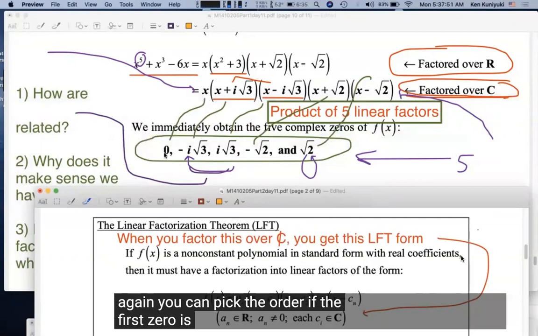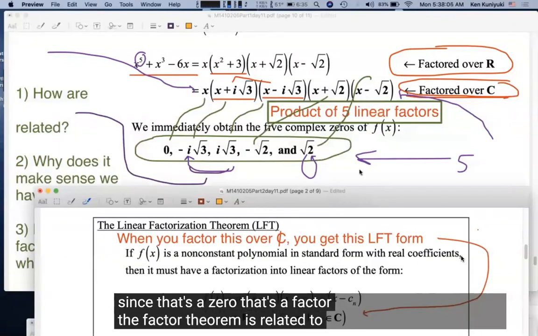If the first zero is 0, we have x minus 0, or just x, as our first linear factor. Since this is a 0, that's a factor. Since that's a 0, that's a factor. The factor theorem is related to this.